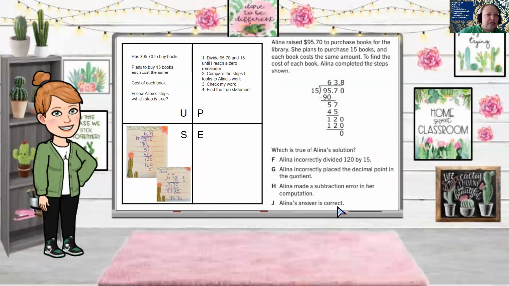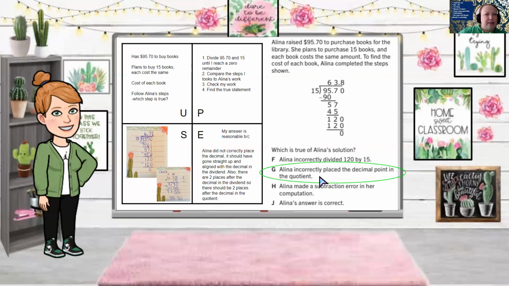So Alina's answer is correct. No. Okay, so we go back to G. Okay, my answer is reasonable because Alina did not correctly place the decimal. It should have gone straight up and down, aligned with the decimal in the dividend. Also, there are 2 places after the decimal in the dividend, so there should be 2 places after the decimal in the quotient. So Alina incorrectly placed the decimal point in the quotient.